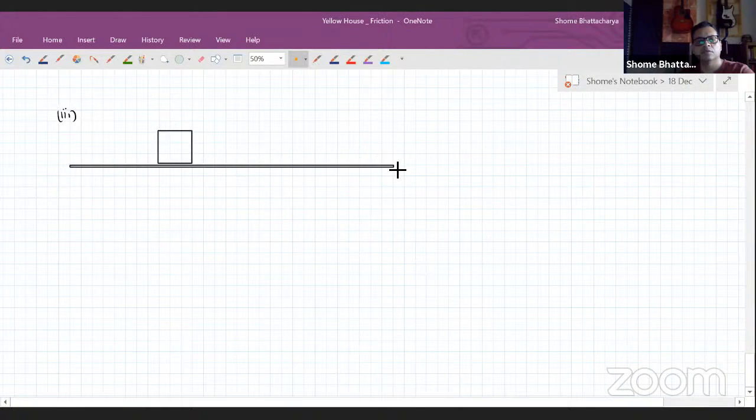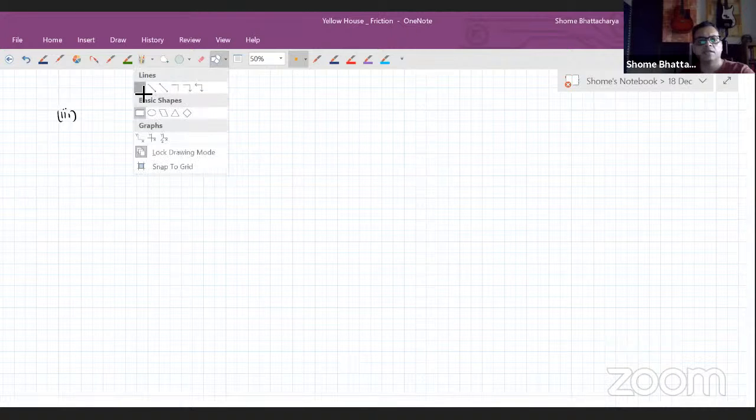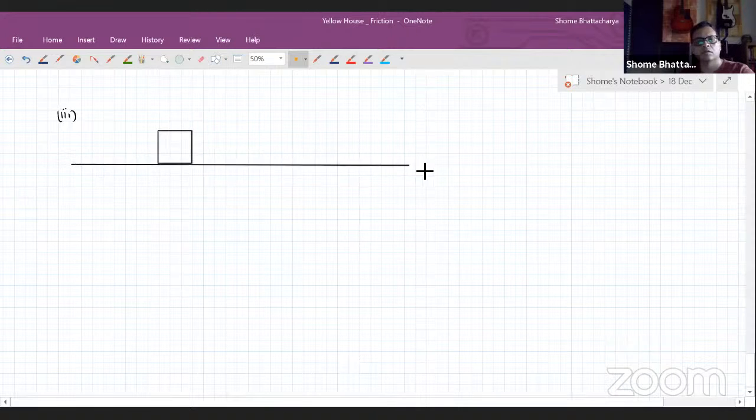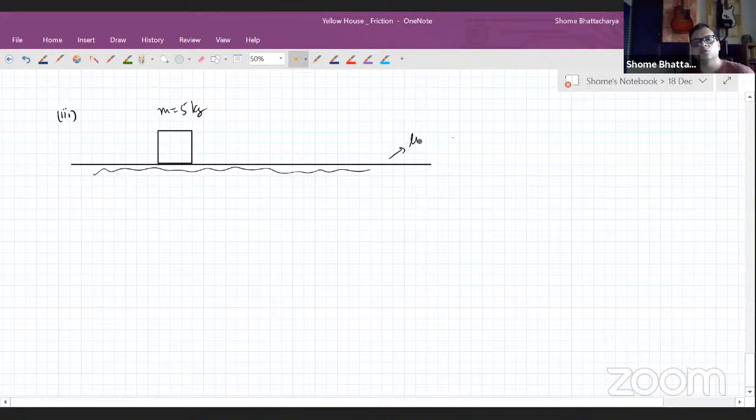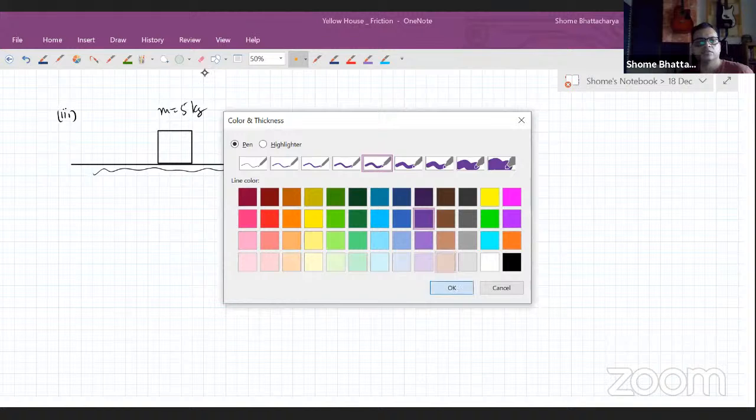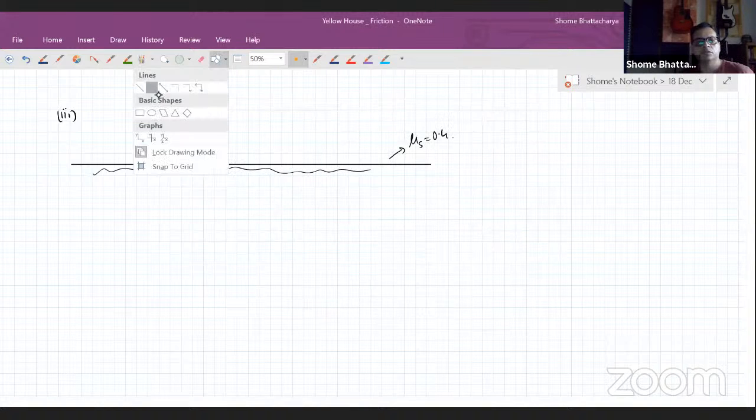But this time, the external force I'm applying, I'm not going to apply it horizontally. Okay. So the block's mass is still 5 kg. The surface still has a coefficient of static friction of 0.4. Okay, Prince, I'll take you back to the second part, but let's just get working on the third part first.